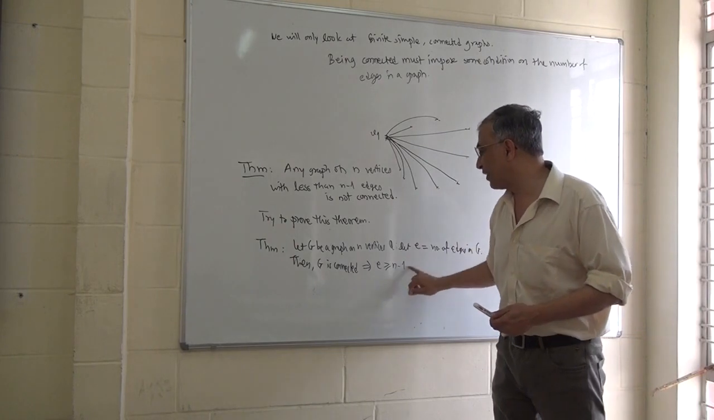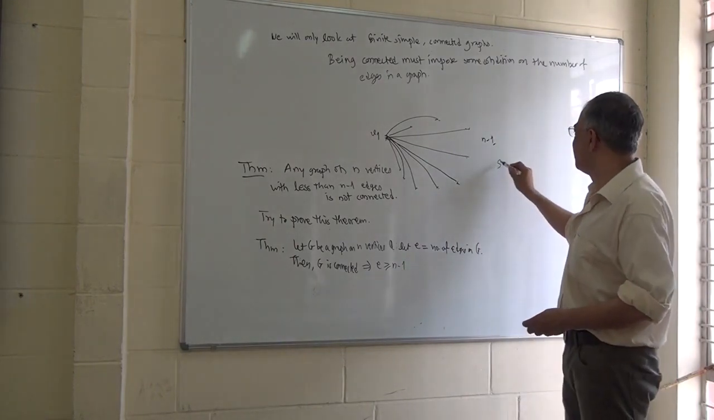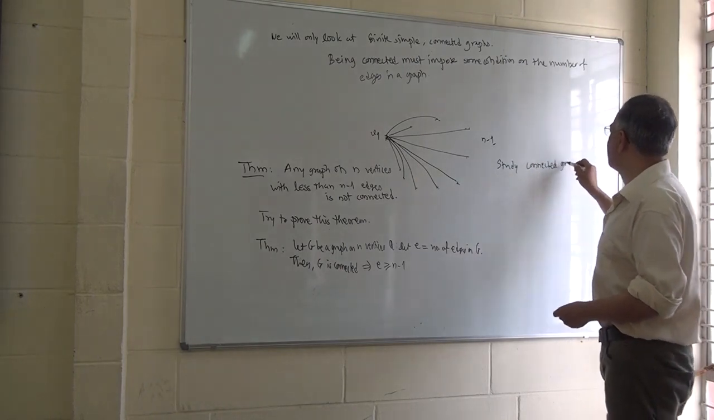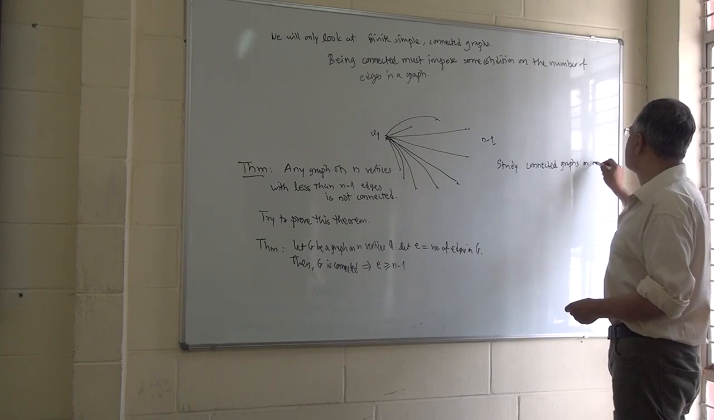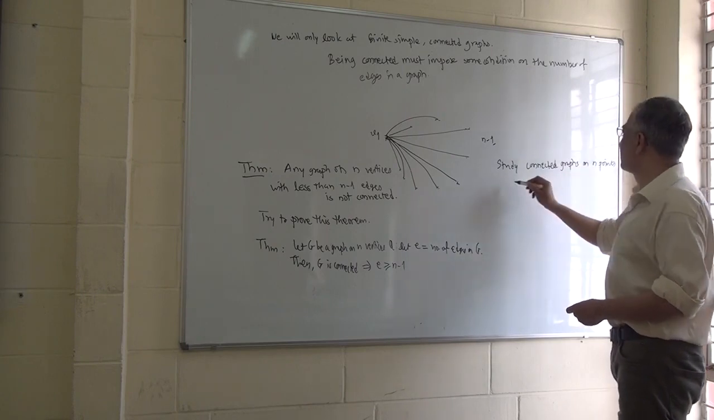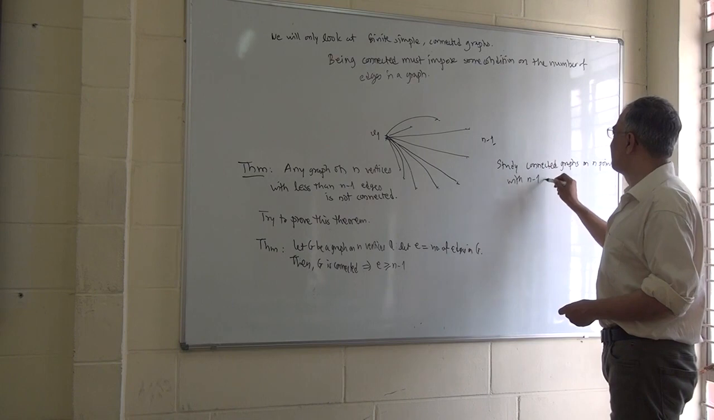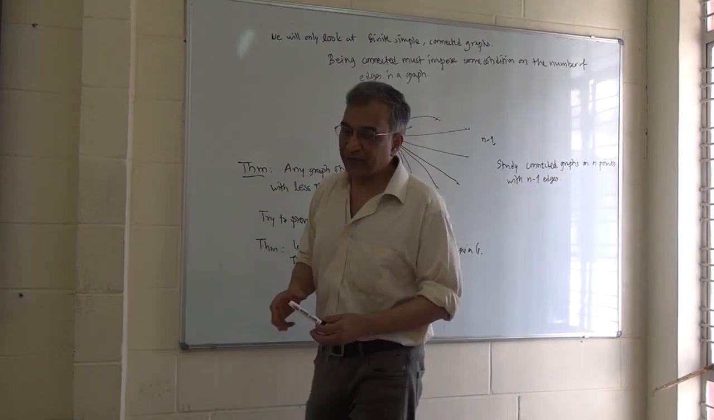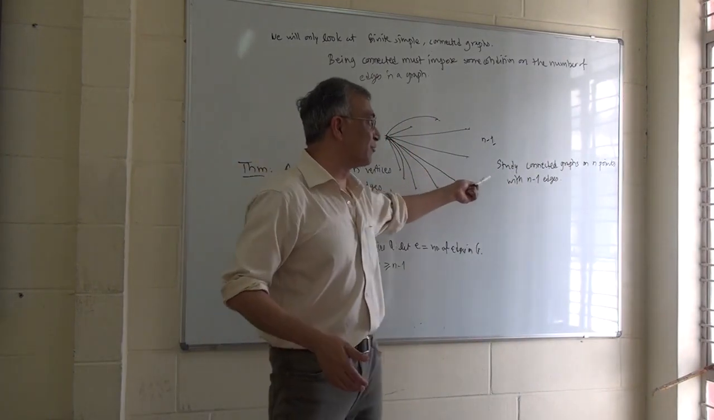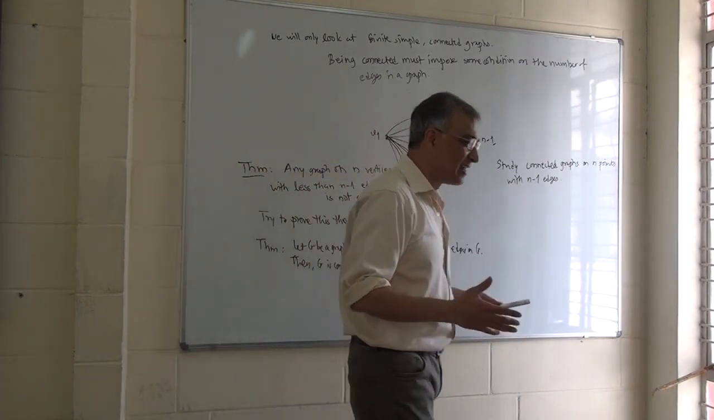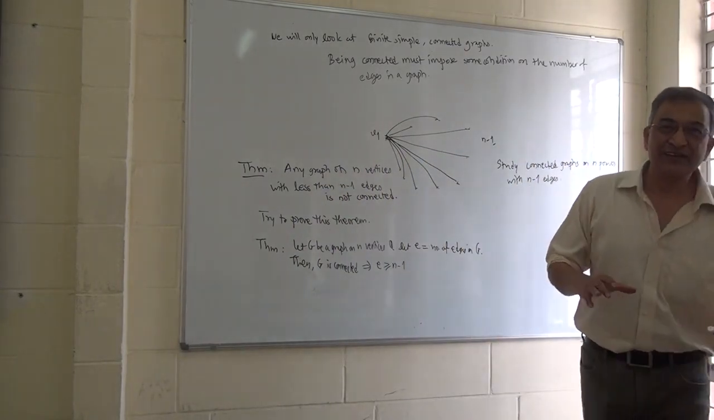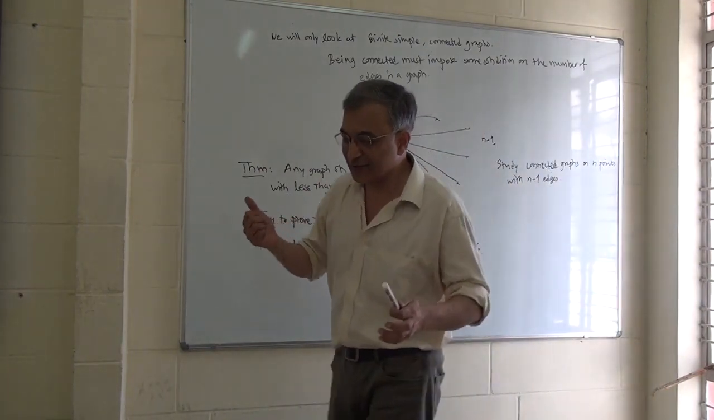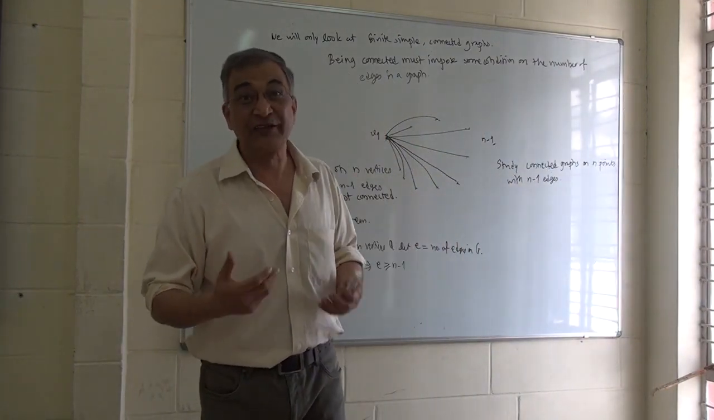So here what we have come down to is: study connected graphs on n points with n minus 1 edges. I mean, why did I say all this? I could have just started by saying that we will study this. All I wanted to say in this lecture is how mathematicians think of something in a very natural way. It is not that suddenly some idea comes to them and they study that idea.